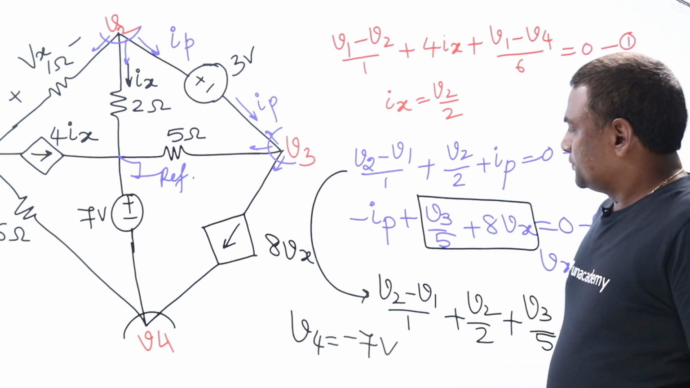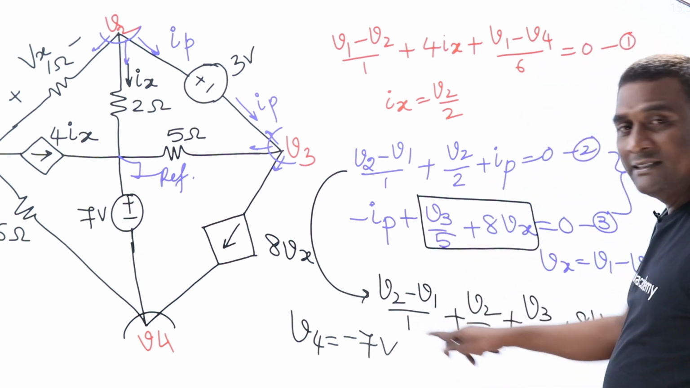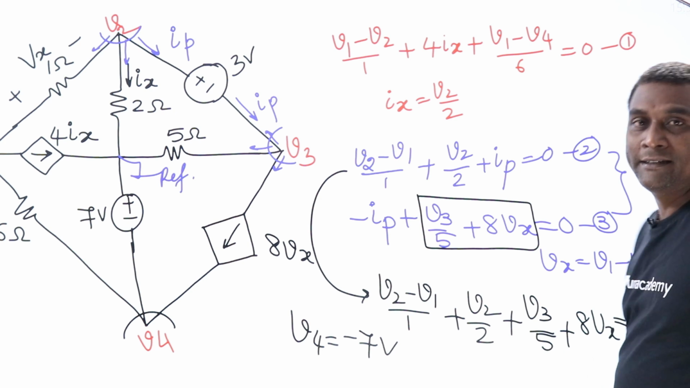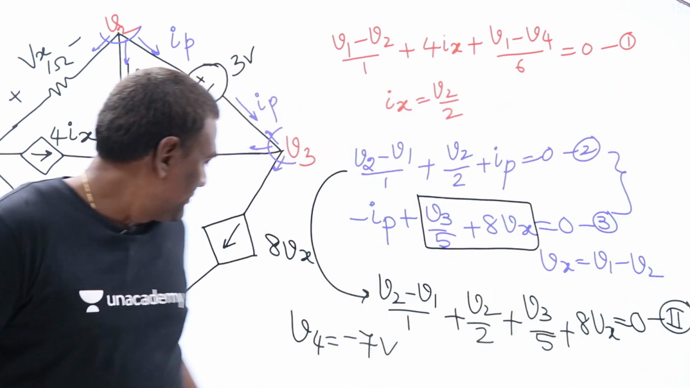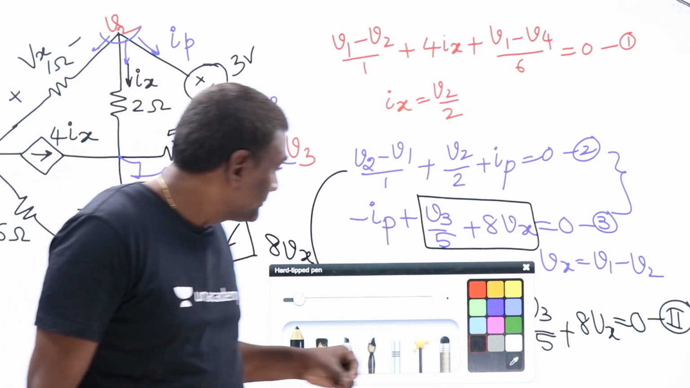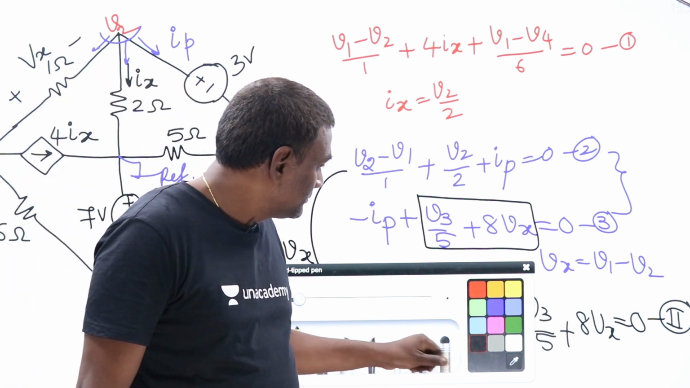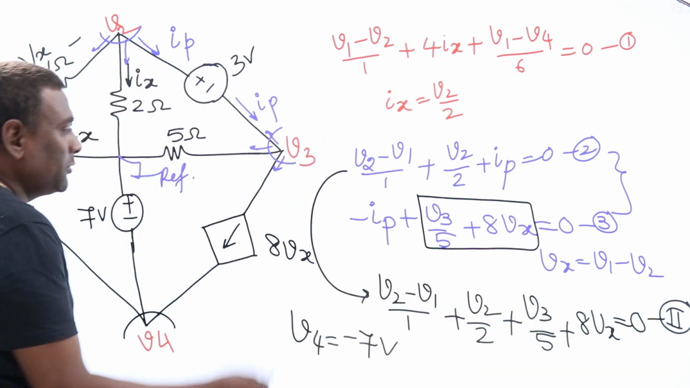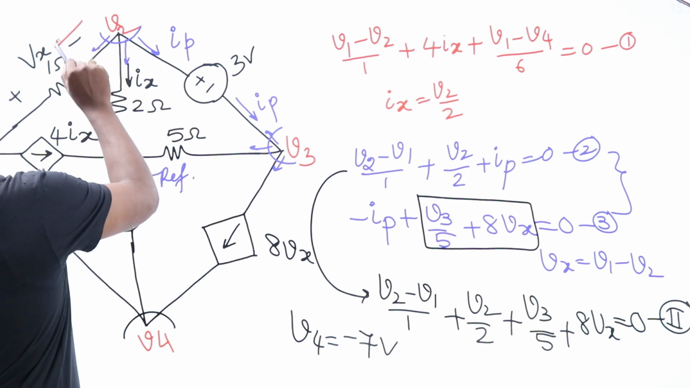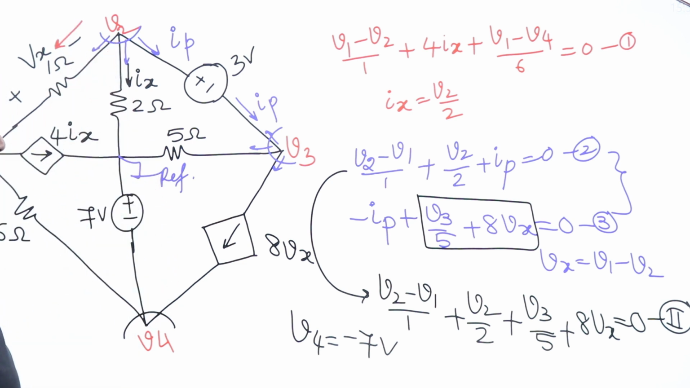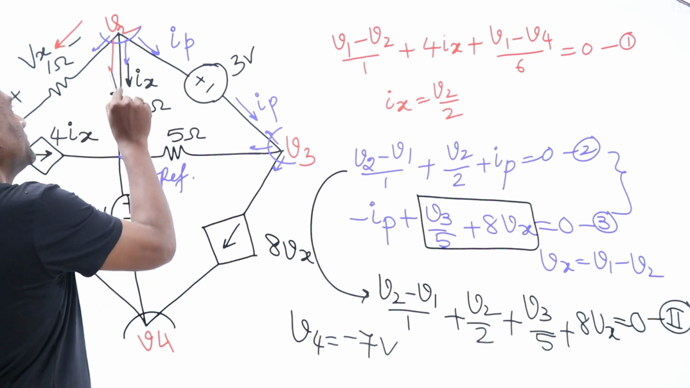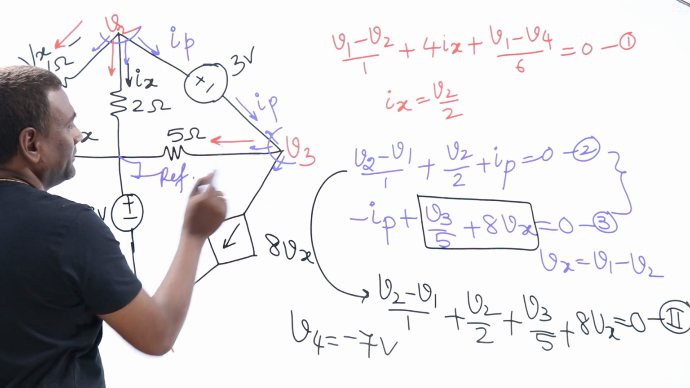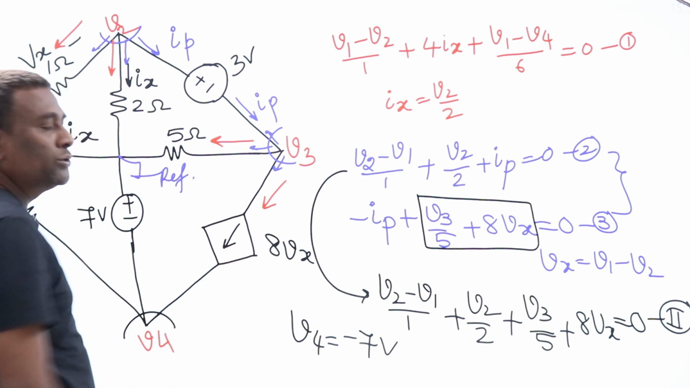Now from this equation, how is it represented in the circuit? Let us see. For this, let me use some other color, red. First of all, (V2 minus V1)/1 is the current flowing through here. (V2 minus V1)/1 plus V2 by 2, the current flowing through this, plus V3 by 5, the current here, plus 8Vx, the current here, equal to 0.